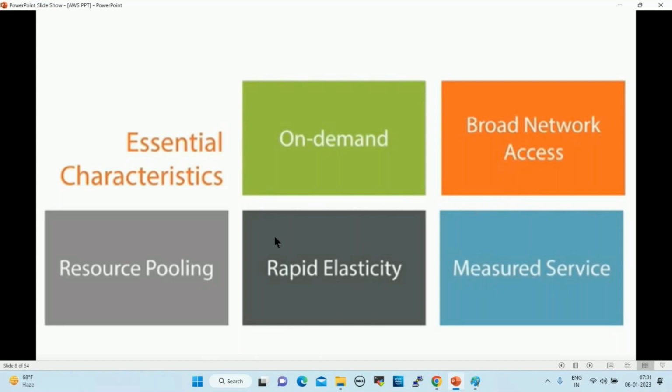Okay. So any questions here, anyone in this slide? Is it clear to you, everyone?